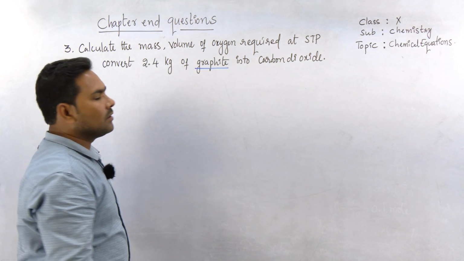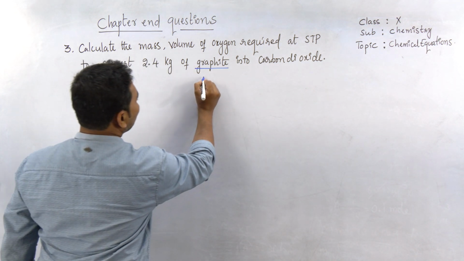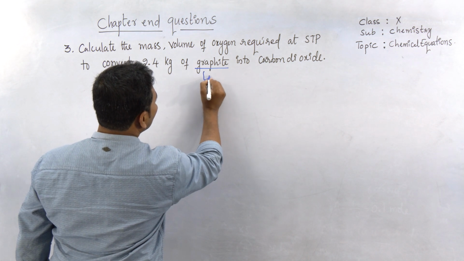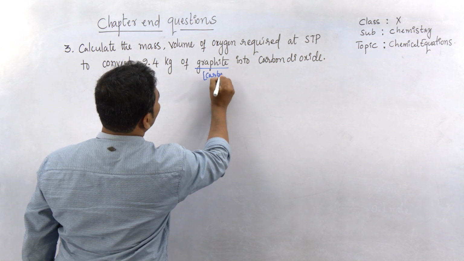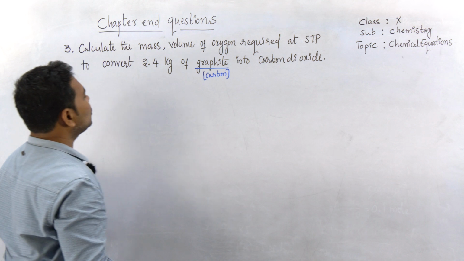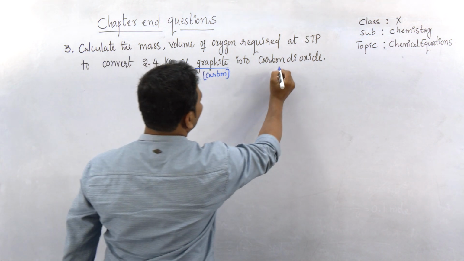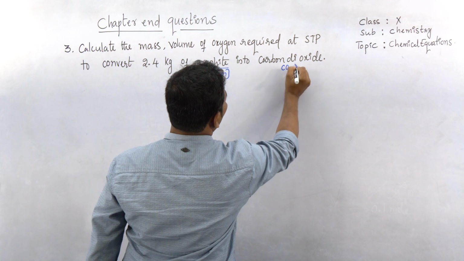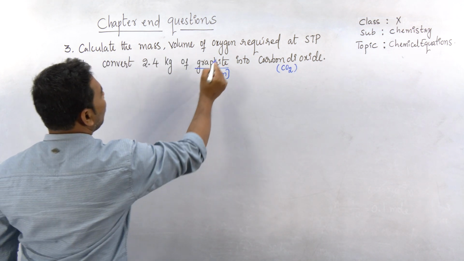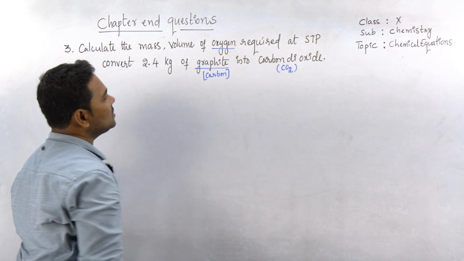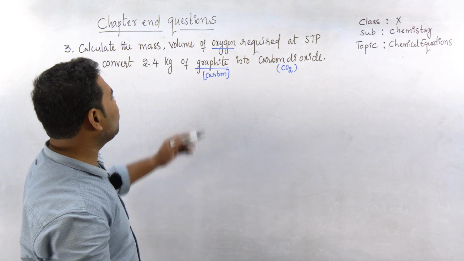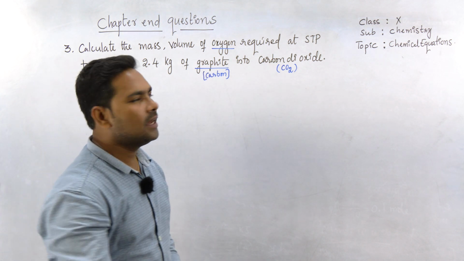It is one of the allotropic forms of carbon. Graphite is nothing but carbon here. So to convert 2.4 grams of graphite into carbon dioxide, whose formula is CO2, we all know, right? Then what weight and volume of oxygen is required at STP to carry out this combustion process?